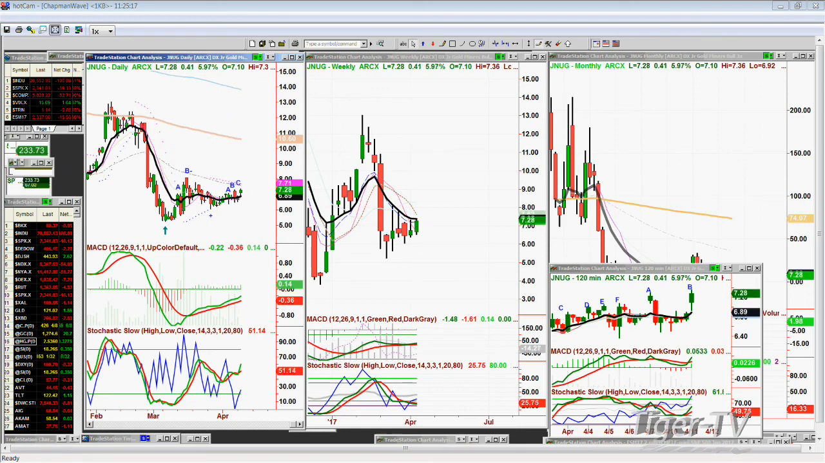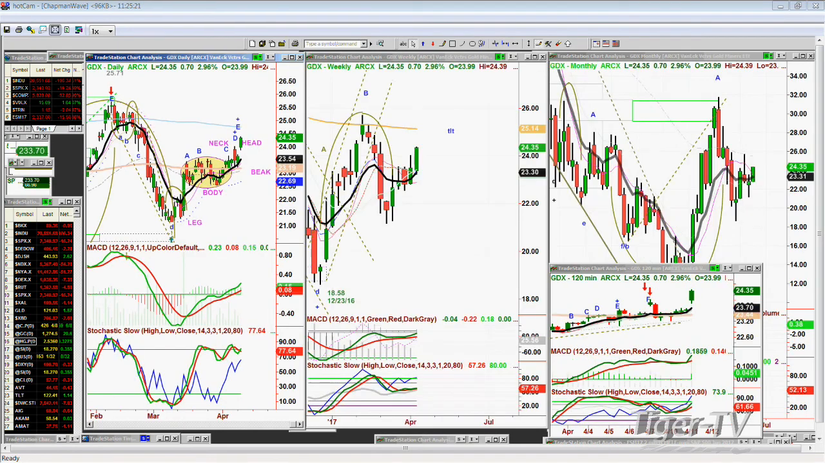So I think my eye says that the GDX is probably better and a safer instrument to use. It doesn't have 3 times. It's just a straight gold miners ETF. And it's a better vehicle if you want to be long gold.